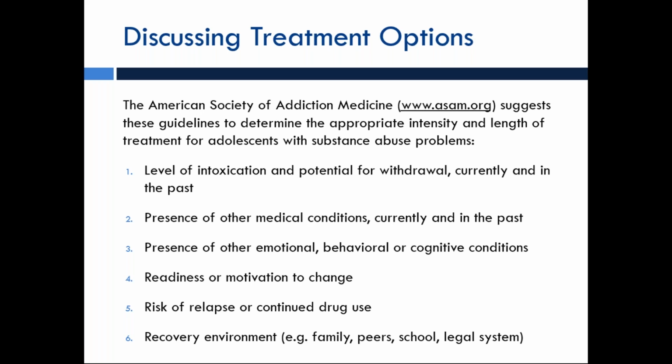readiness or motivation to change, risk of relapse or continued drug use, and the recovery environment of the youngster. The ASAM system uses these dimensions and then provides guidelines as to how you can determine the most suitable level of treatment for a teenager, ranging from short-term detoxification to the most intensive treatment, long-term residential care.